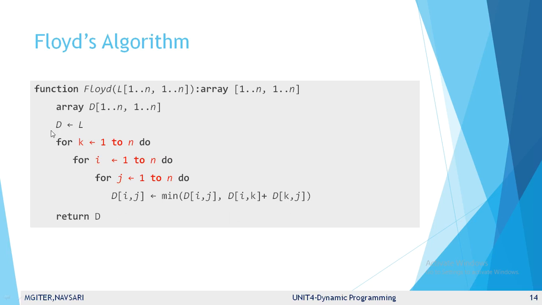Now this algorithm gives the time complexity. Here 3 for loops are given. So the time complexity for all pair shortest path is big O of n cubed.